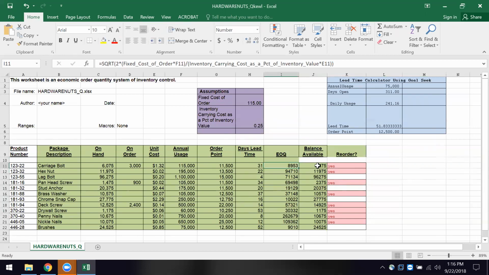Now the key pieces of this, you've got to know what is the fixed cost, what does it cost us to order something? You have to determine how do we determine carrying costs? Well, the easiest way is to make a percentage of the inventory value. So if we have $100,000 worth of inventory, we figure it costs us $25,000 to keep it. So it would be 25%. Okay, and some things are going to be cheaper than others to store.